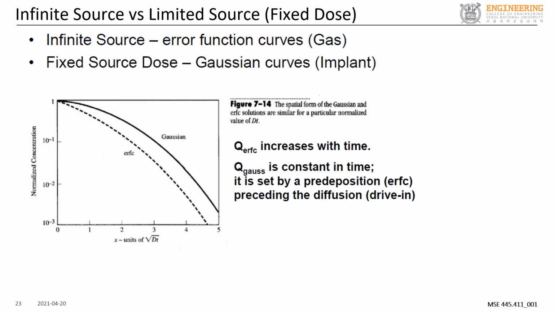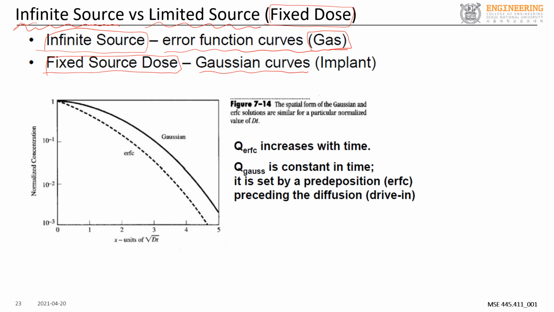So the first two cases were limited source, which means a fixed dose. Cases number 3 and 4 were infinite source. For infinite source problems, we got error function curves, which correspond to gas or solid phase diffusion. But the fixed source dose is more like a Gaussian.